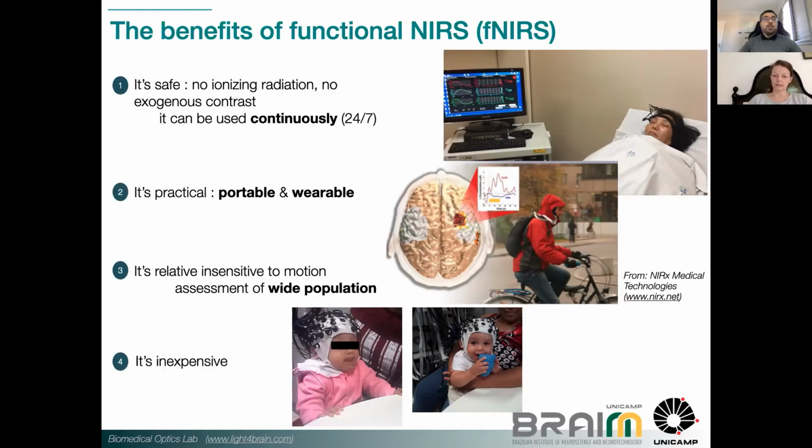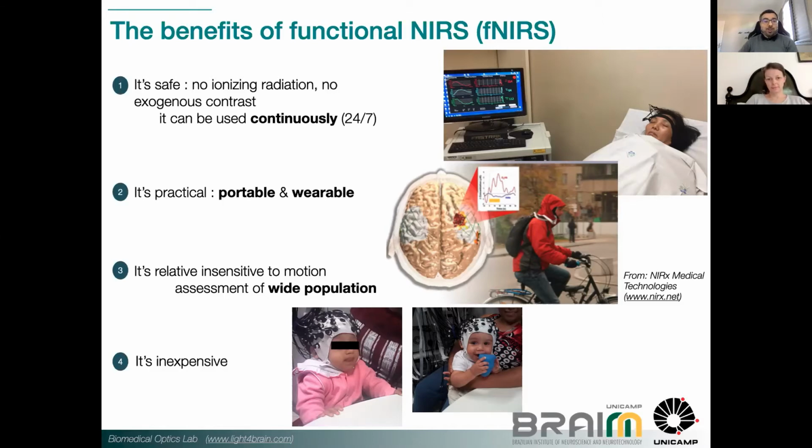The fourth thing is that it's inexpensive. So that actually plays a role as well, right? It's not as costly as other techniques. So I guess at least one or more of these features is what attracts researchers to do fNIRS experiments, right? Or to do fNIRS imaging.